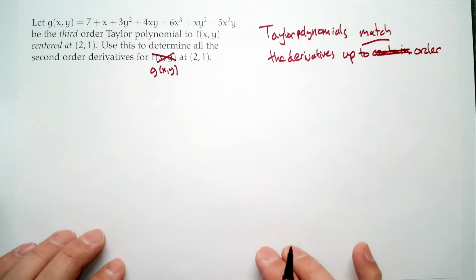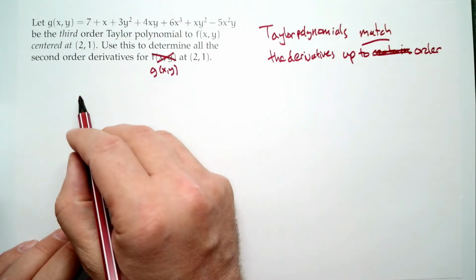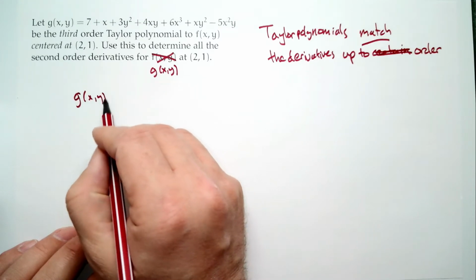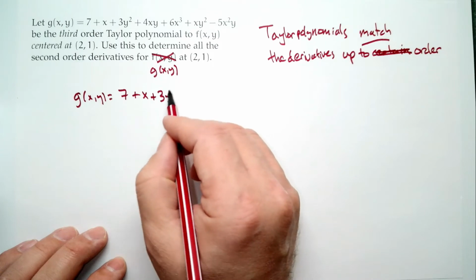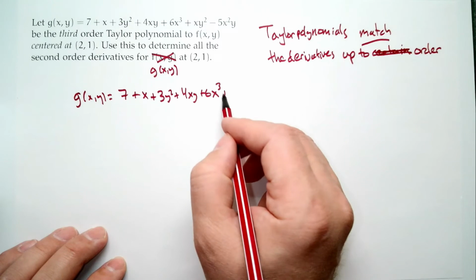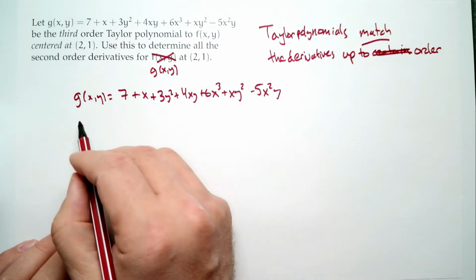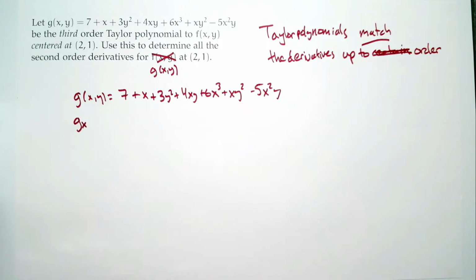It says, okay, I just have to find all these various derivatives. Well, good practice. We're going to be doing a lot of derivatives today. So we have our function. I'll just write it down again for reference: 7 plus x plus 3y squared plus 4xy plus 6x cubed plus xy squared minus 5x squared y. And then we just start working our way through derivatives. If we want the second derivatives, which we want because it says second order, start with the first order.